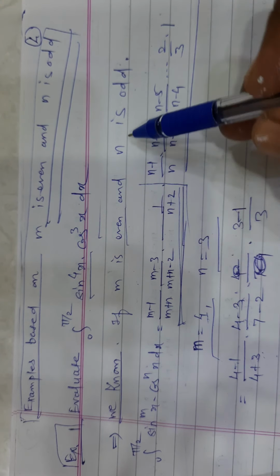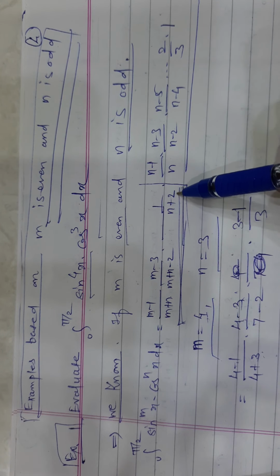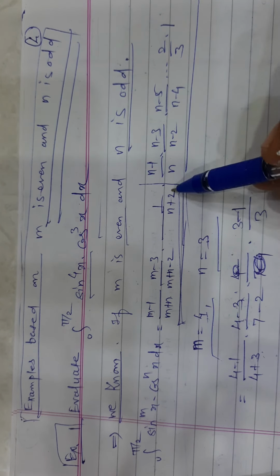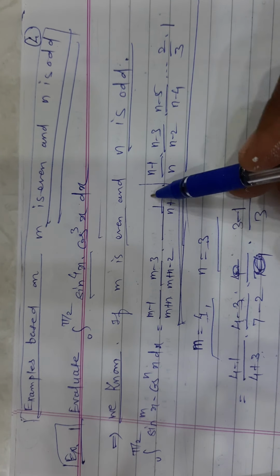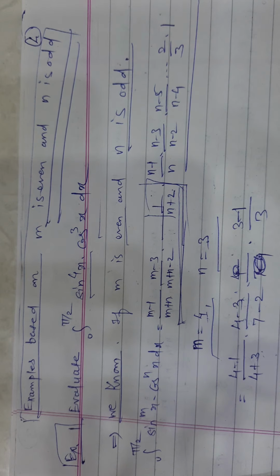If m is even and n is odd, in this case this reduction goes up to 1 upon n plus 2. n is here 3. 3 plus 2, that is 5. 1 upon 5, that is this term, and before that we get 3 by 7.